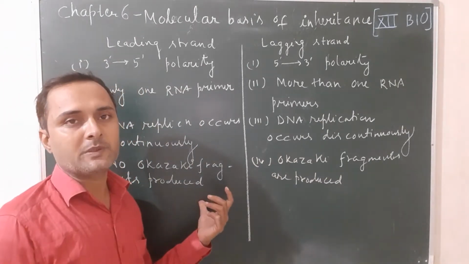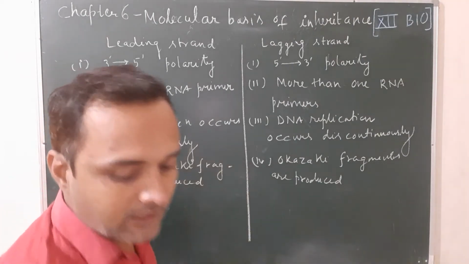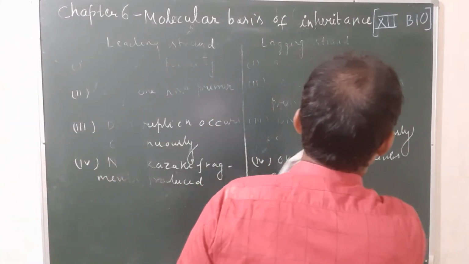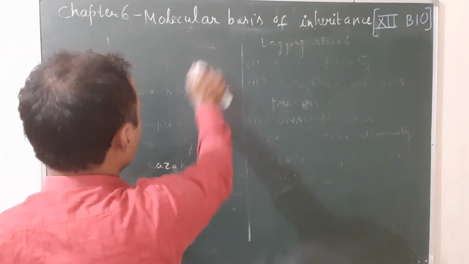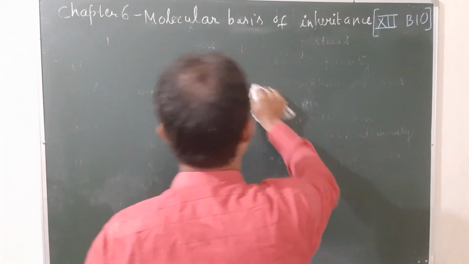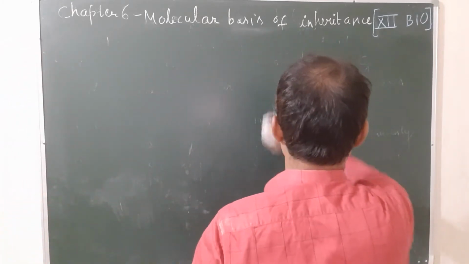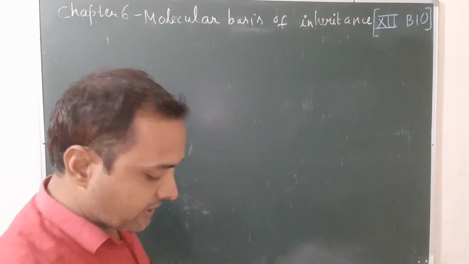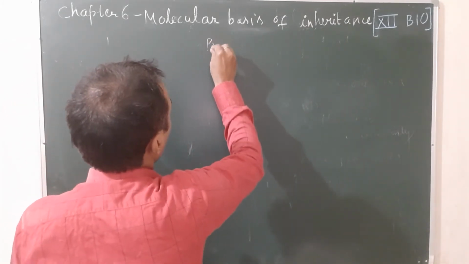So this is the difference between leading and lagging strands. Now let's see the next topic, transcription, and what is transcriptional unit. Before transcription, you have to know there are two substeps in protein synthesis. The first step is known as transcription, and the second one translation. So let's see the next process, protein synthesis.